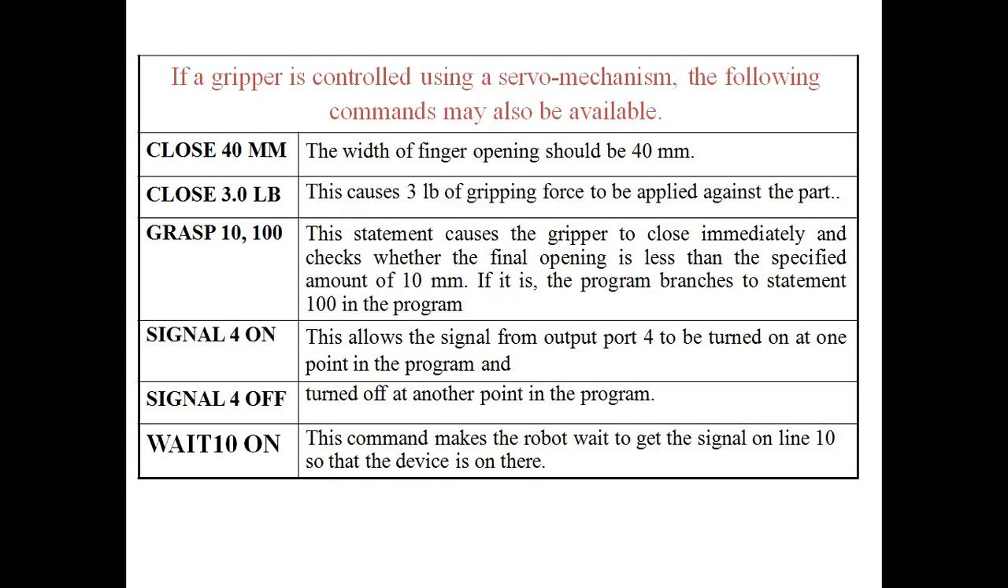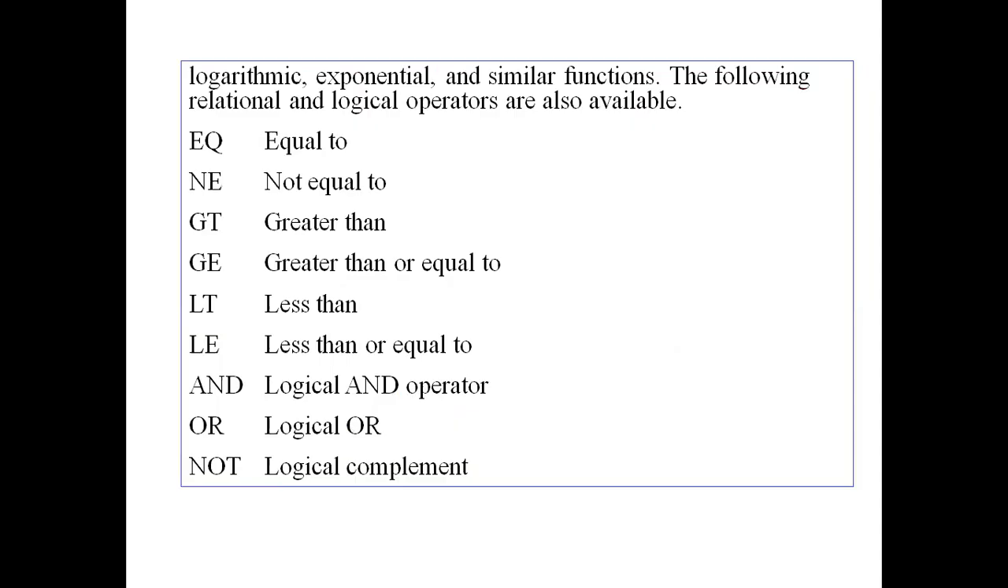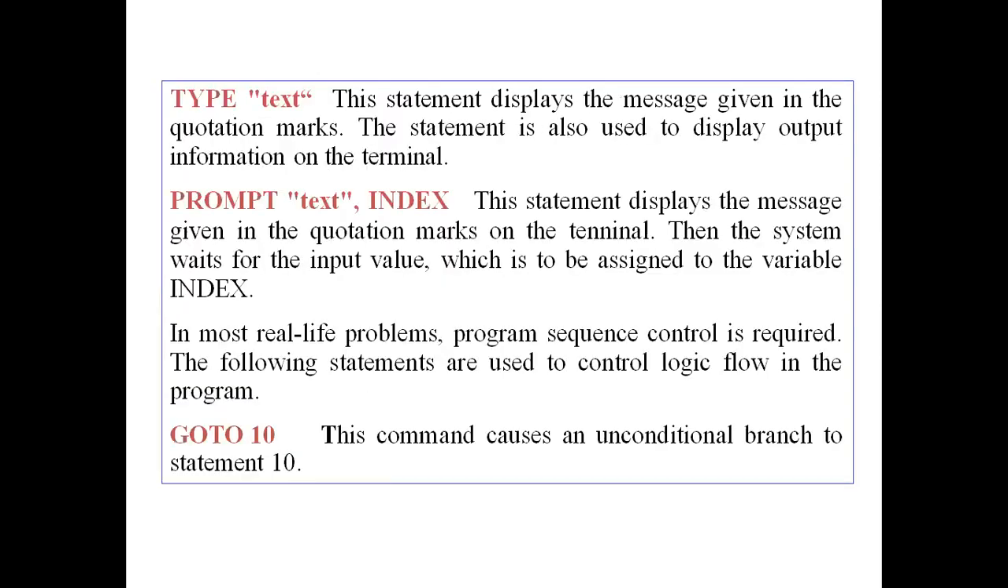We'll be waiting for the wait command. So these are all the normal general commands which will be used in the VAL programming. Similarly, we'll have relational and logical operators. EQ is equal to, NE is not equal to, GT is greater than, GE is greater than or equal to, LT is less than, LE is less than or equal to, and logical operators, OR operators, logical complement.